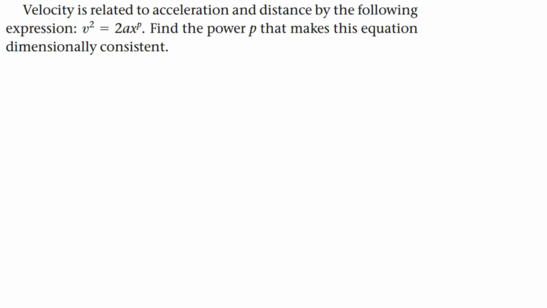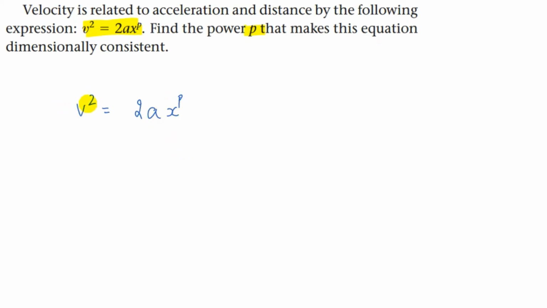So this is our next question based on dimensional analysis. Now in this question they are saying that velocity is related to acceleration and distance by this expression: v square equals 2 a x to the power p. Now we need to find the power p that makes this equation dimensionally consistent. Now we know that this equation will be dimensionally consistent when the dimensions of the left side are equal to the dimensions of the right side. So let me write this equation. v square equals 2 times a times x to the power p.